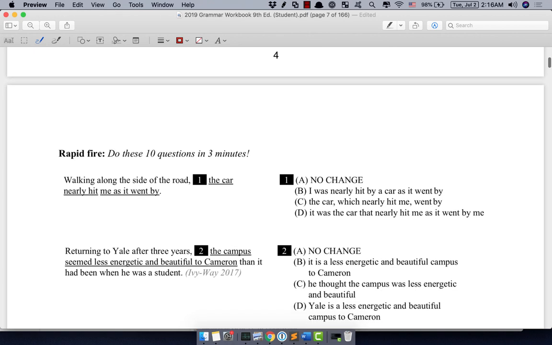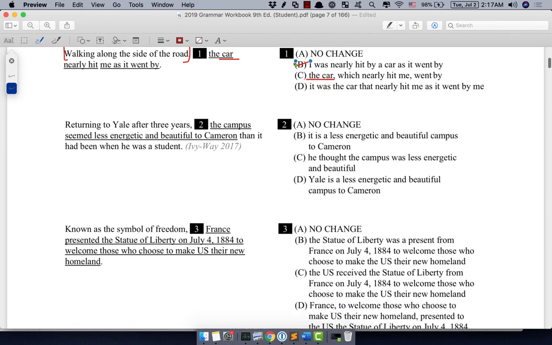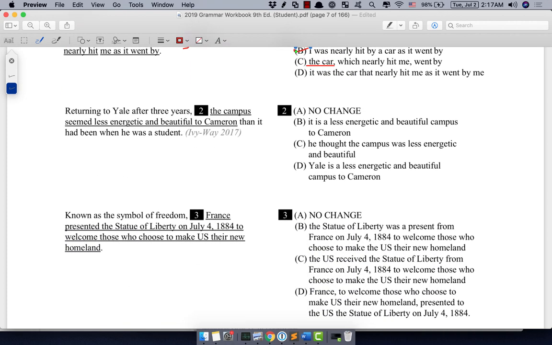again, you don't have to read through the whole sentence because you have a modifier here in the beginning, walking along the side of the road. And this part doesn't tell you who is walking along the side of the road. So then you look at the choices. A is the car, but the car doesn't walk. B is I, like I walk, so B could be right. C is a car again, and it also doesn't walk. So the answer is B, I, because I was walking. Hopefully you got that right. If you had it right, give yourself a self high five. And let's move on to number two.